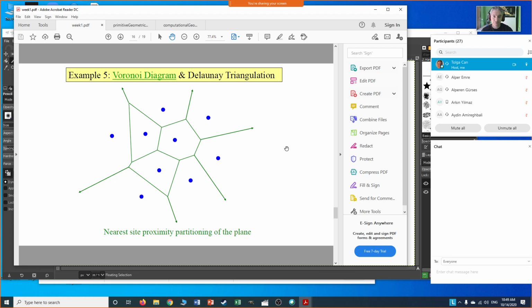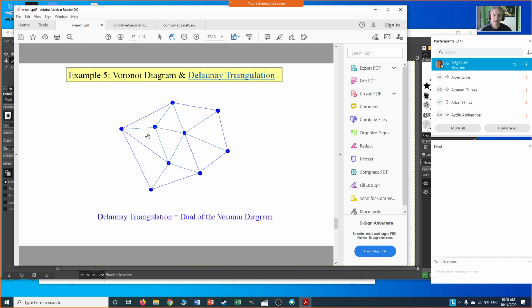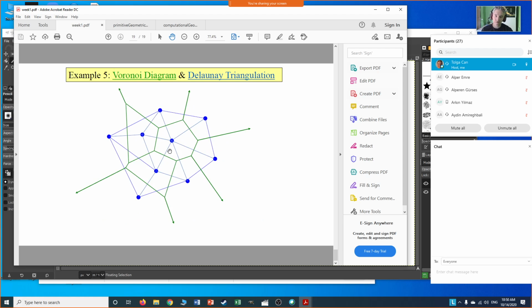But one interesting property is that if you just connect 2 neighboring sites on the Voronoi diagram, for example, look at this Voronoi cell of this site. It's neighbor to this site, this site, this site, and this site. If you just draw line segments to your neighbors crossing the edges of this Voronoi diagram, it's seen in this figure better. It's going to give us the triangulation. This is the Delaunay triangulation of the same point set. So they are dual problems in that sense.